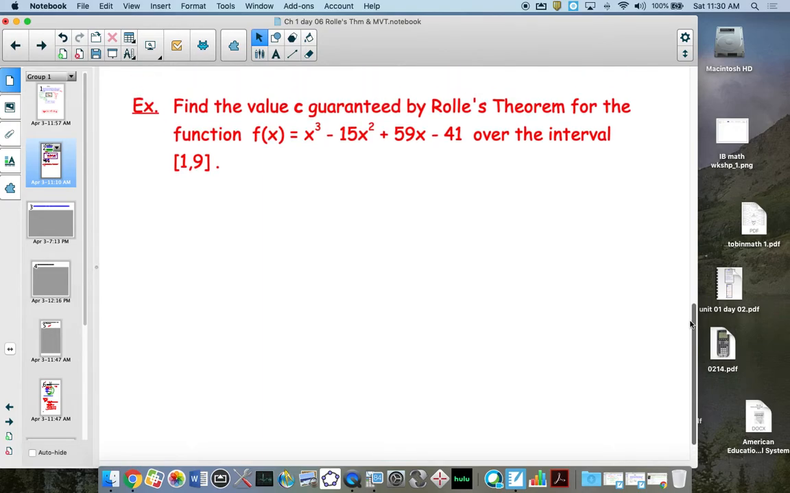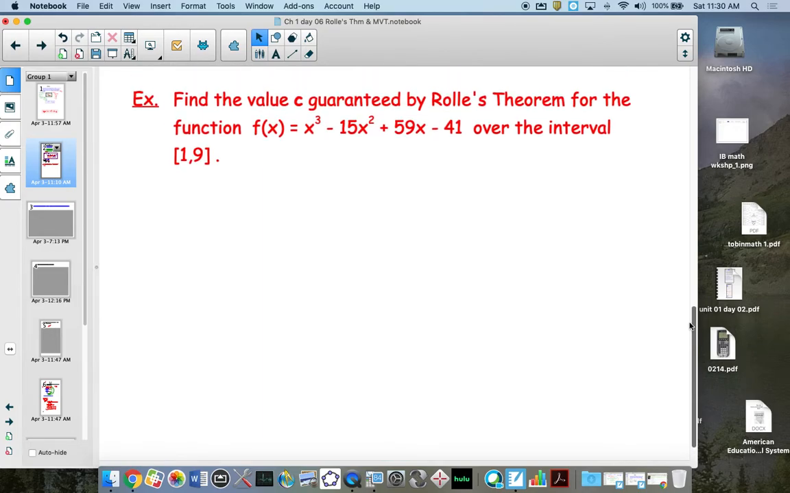This says, find the value c guaranteed by Rolle's theorem for this cubic function over the interval 1 to 9. Now remember, Rolle's theorem says there's at least one value c. It doesn't say there couldn't be more than one. So what we need to do first is make sure that the hypothesis is satisfied. A lot of times students skip this step.